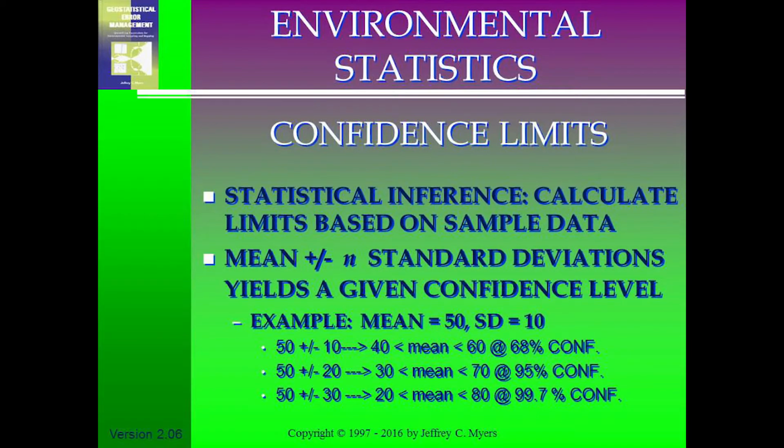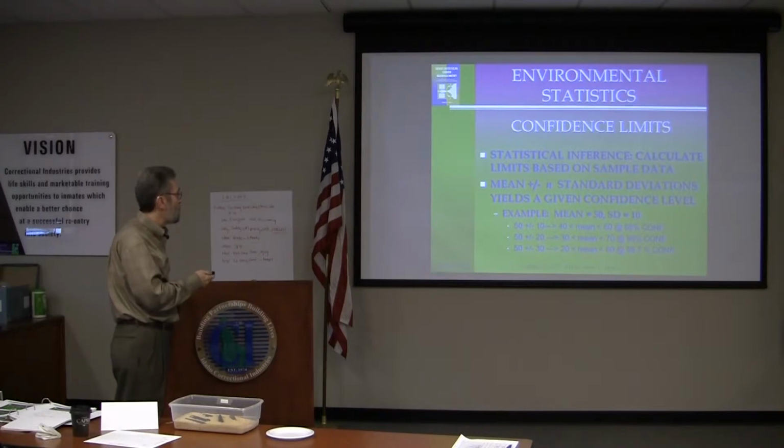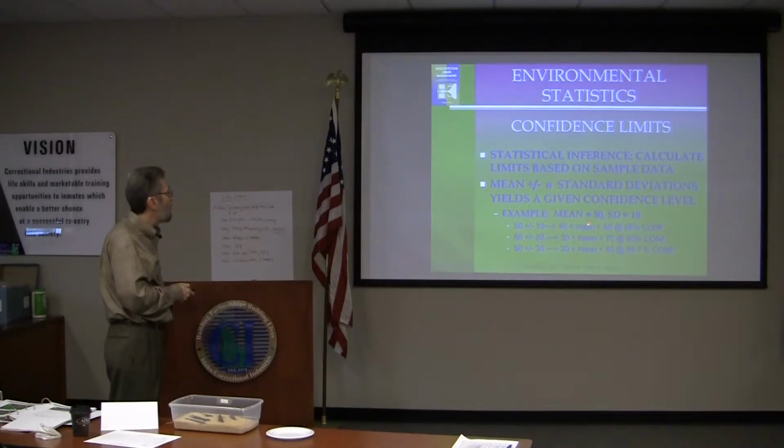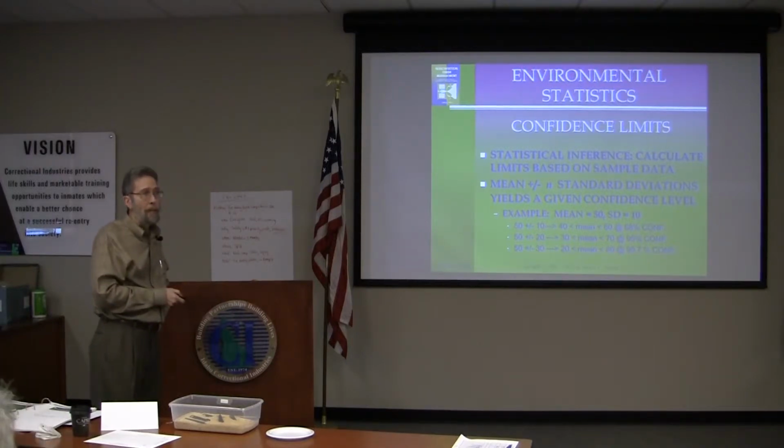Here's some examples of confidence limits. These are inferences saying we assume it's normal, we assume the distribution works, we assume we have good data, and then we take the mean and we add and subtract a certain number of standard deviations to get a certain level of confidence. So if we have a mean of 50 and a standard deviation of 10, we have 68% confidence that this interval will capture the true mean between 40 and 60, 95% confidence that we'll capture it between 30 and 70, and 99.7% between 20 and 80. Well, that's quite a spread, but that's how it works.